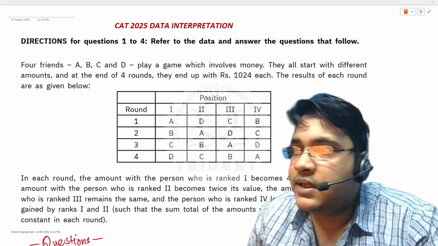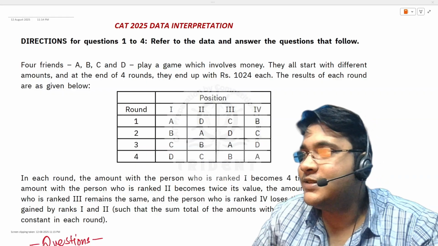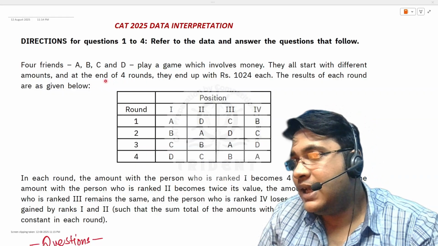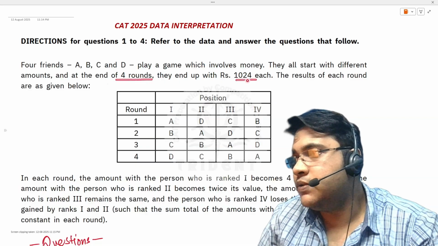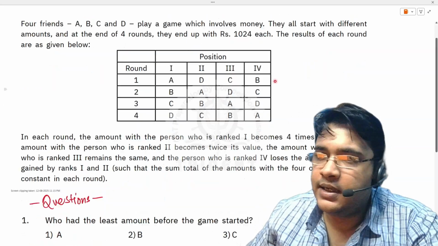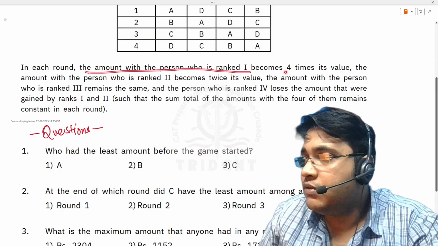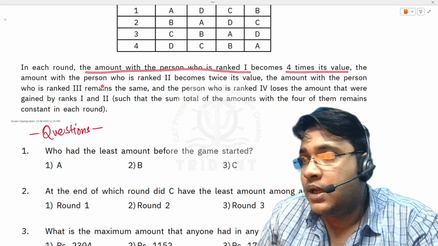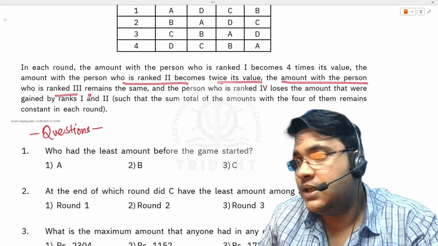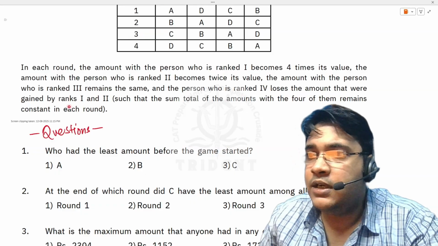Four friends A, B, C, D play a game that involves money. I have already started to like this one. They started with different amounts, and at the end of the 4 rounds, they end up with 1024. The result of each round is given below. In each round, the amount with the person who is rank 1 becomes 4 times its value. The amount with the person who is rank 2 becomes twice its value. The amount with the person who is rank 3 remains the same. And the person who is rank 4 loses the amount that was gained by 1 and 3.